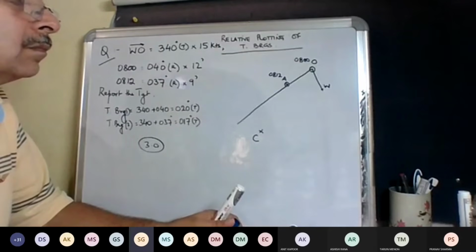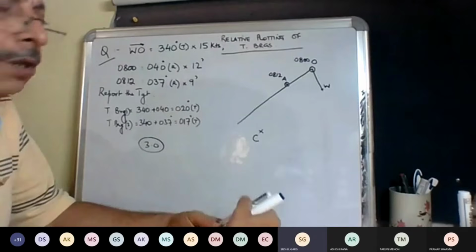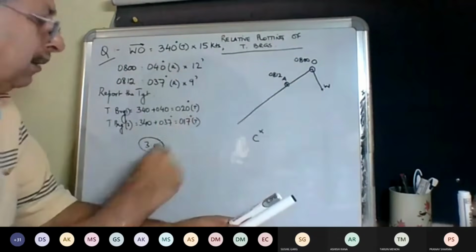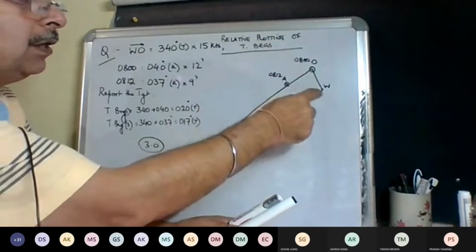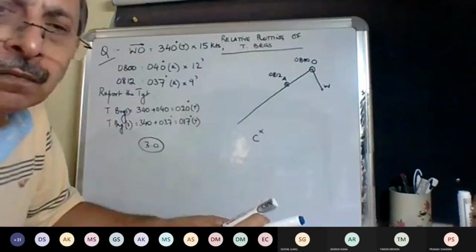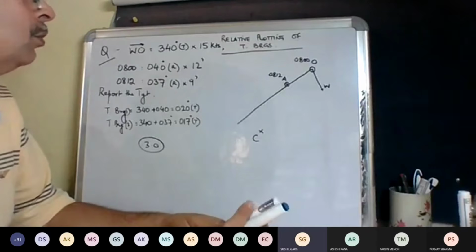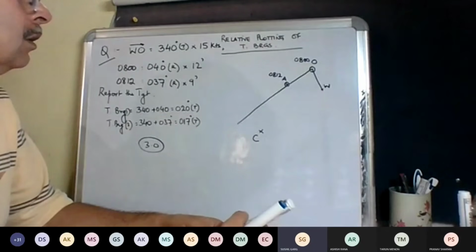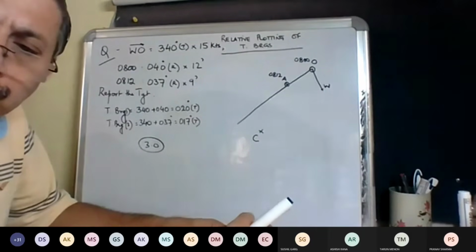Sir, last one, repeat. W to O. So basically it was 3 miles, so I measured 3 miles and the point I cut, I called W. So W to O is 340, 3 miles off.